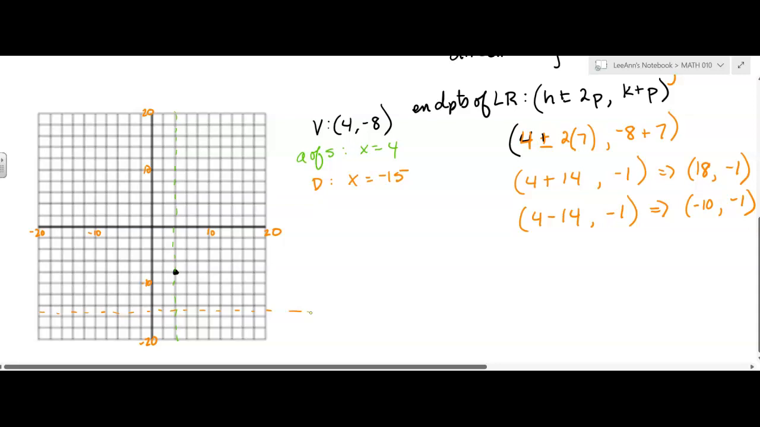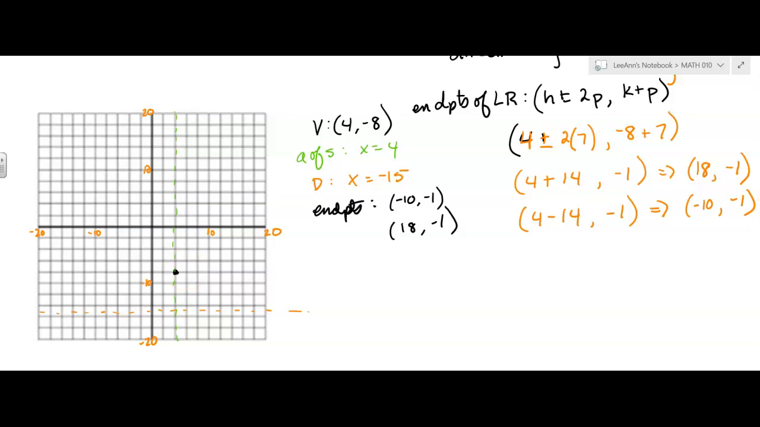Okay. And then, do we just need the endpoints? The endpoints, we have those. They were at negative 10, negative 1, and 18, negative 1. So, let's see. Oh, I didn't graph the focus. I forgot. Sorry. Let's put the focus in real quick. The focus was 4, negative 1. So 4, negative 1. It's going to be like right there. And then those endpoints. So negative 10, negative 1 is going to be like right there because I'm counting by 2's. And then 18, negative 1 is going to be like there.